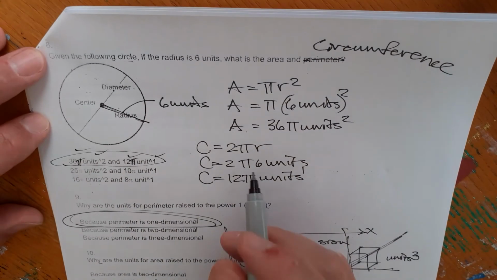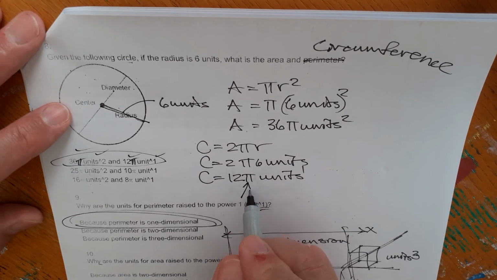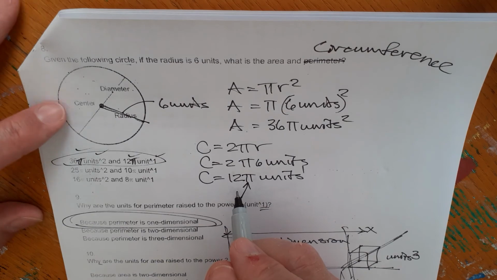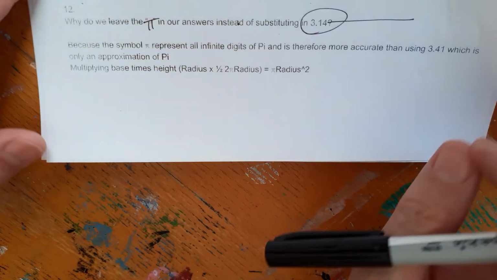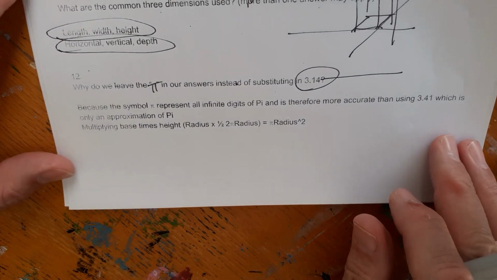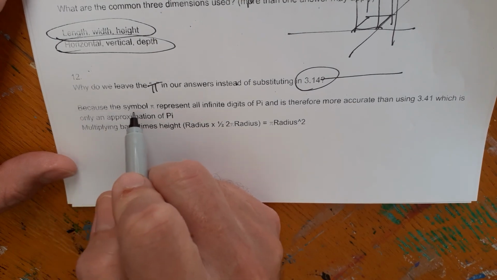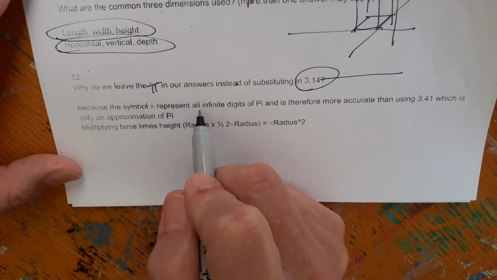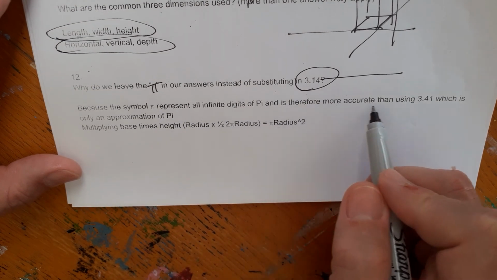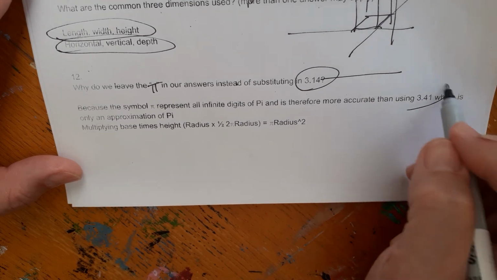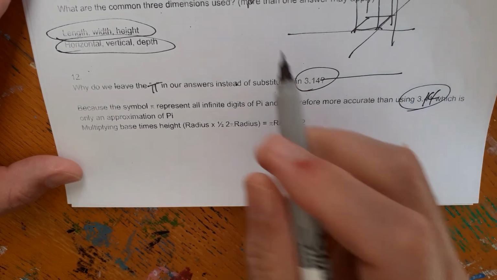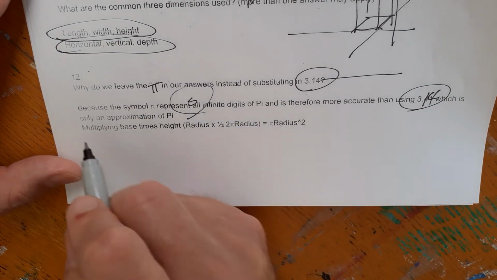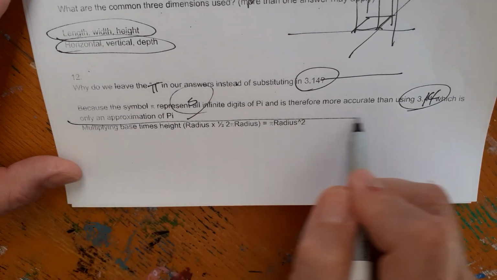So back up in these answers, you're like, why did we leave pi in the answer? Because now you have a perfectly accurate answer. Shockingly, when you get up into higher level math, you do less plugging into your calculator, and just leaving the pi in there is actually a more accurate answer. The symbol pi represents all infinite digits of pi and is therefore more accurate than using 3.14, which is only an approximation of pi. So we don't use it because it's less accurate.